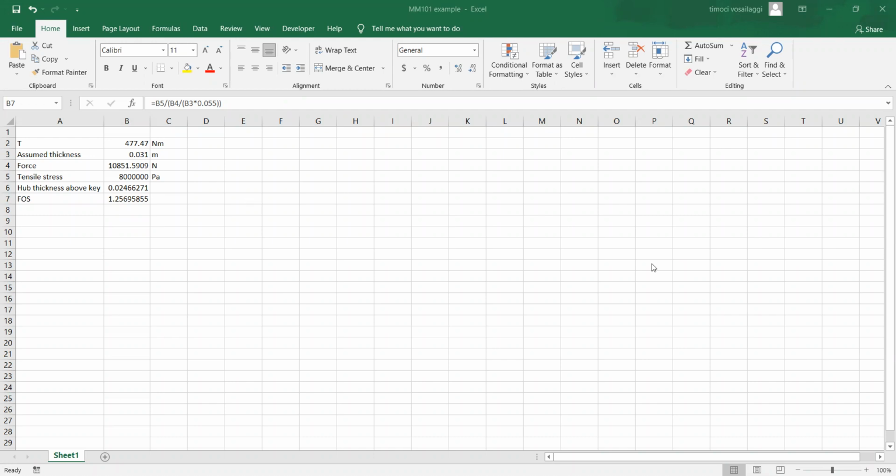Right, so this calculation sheet takes into account the torque that we're applying. We enter whatever thickness we want, so in our case, 0.016, 16 millimeters. It'll calculate the force for us. We enter the tensile strength, and it'll calculate the recommended hub height. The only thing that this sheet does extra is it calculates the factor of safety, based on your assumed thickness.